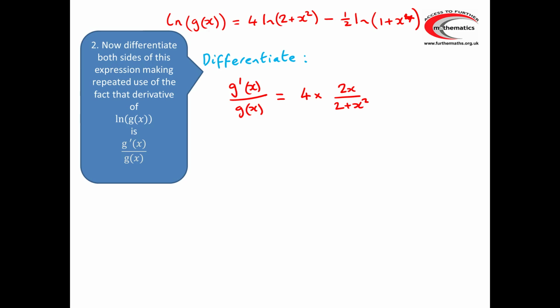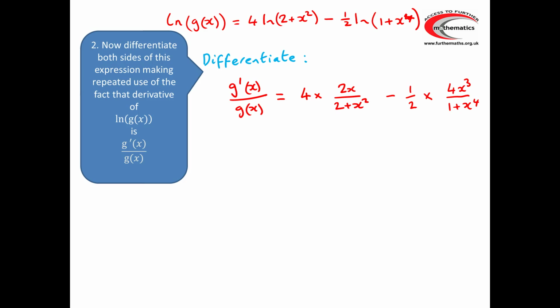Now we've got the second term on the right hand side to think about, which is a half logarithm of 1 plus x to the 4. So the derivative of that is going to be a half times the derivative of the logarithm of 1 plus x to the 4. The logarithm of 1 plus x to the 4 is going to differentiate to give us 4x cubed on the top. That's the derivative of the 1 plus x to the 4, divided by the original function, divided by the 1 plus x to the 4.